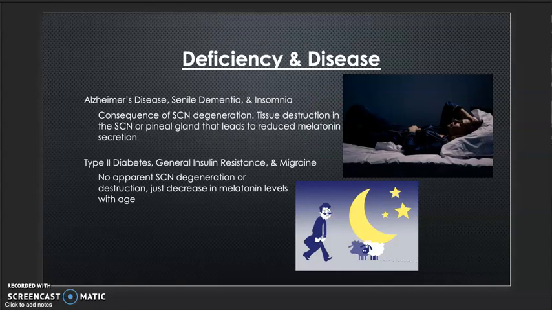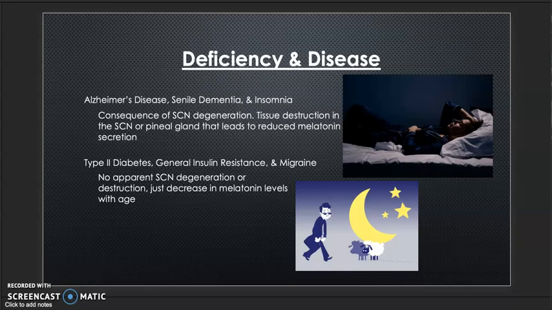Moving on to the fourth slide, it goes over the deficiency in diseases that are related to melatonin. A deficiency in proper melatonin levels results in multiple diseases. But with this, there are two different types of mechanisms that contribute to these diseases. In the first scenario, it involves the pineal gland and SCN tissue degeneration, causing reduced melatonin levels. These reduced melatonin levels lead to diseases such as Alzheimer's, dementia, insomnia.